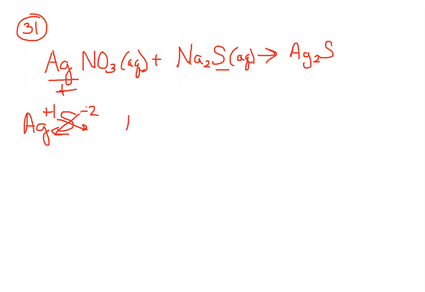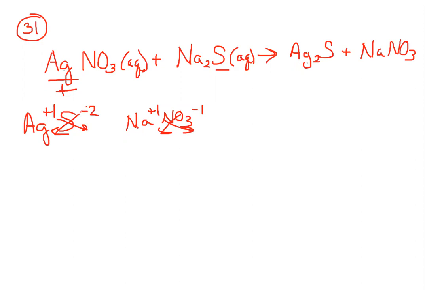And we've got sodium and nitrate. Sodium has a +1, and nitrate has a -1. So that becomes NaNO3, just like that. So now we've got to balance it.